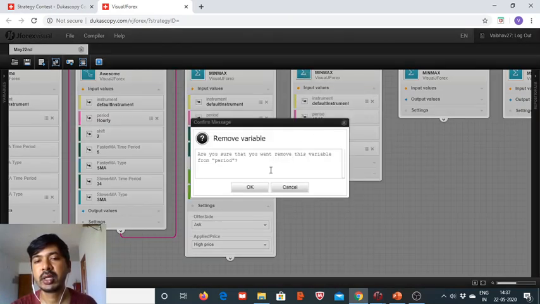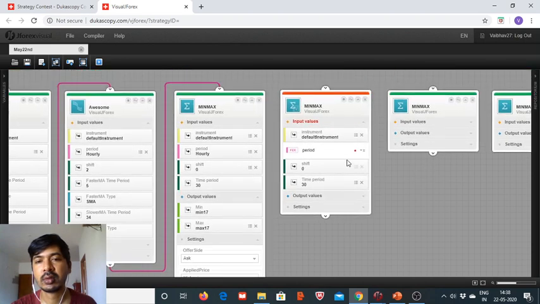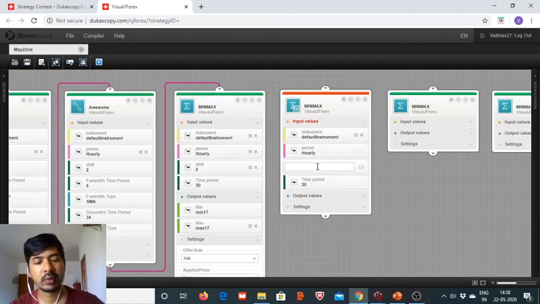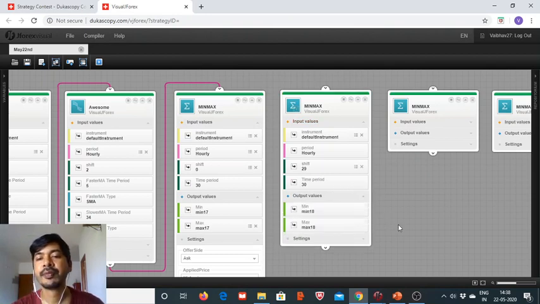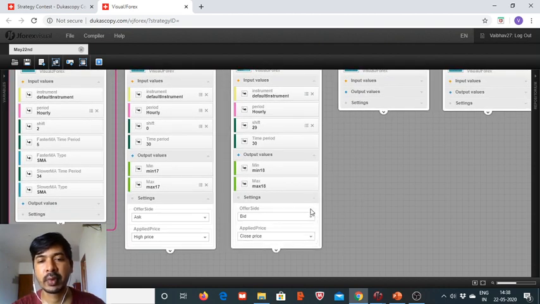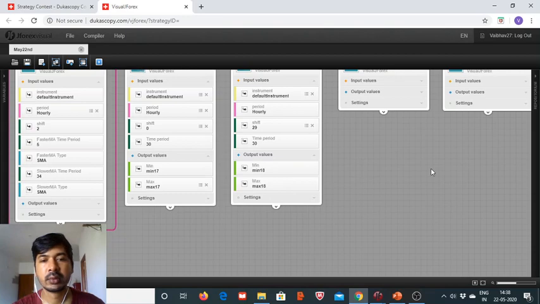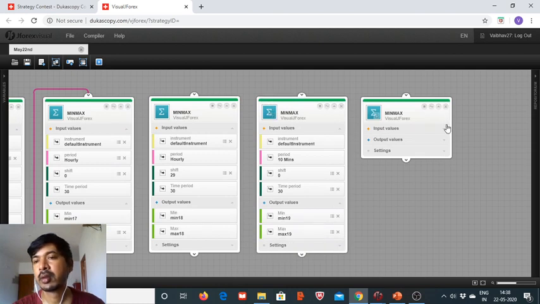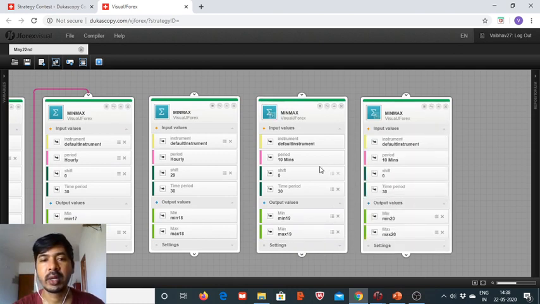And here also we do that change, hourly, and shift 29. This one also ask and high price. And here we need to again make changes. This bid and low price we will need.